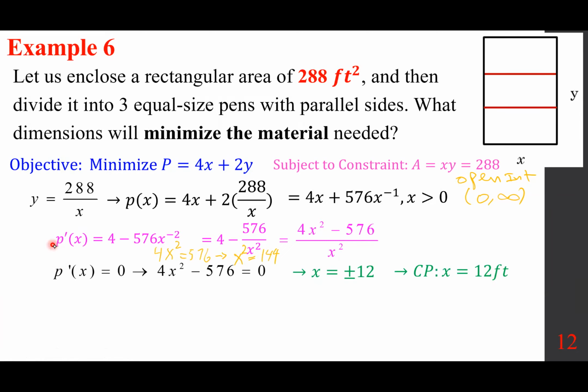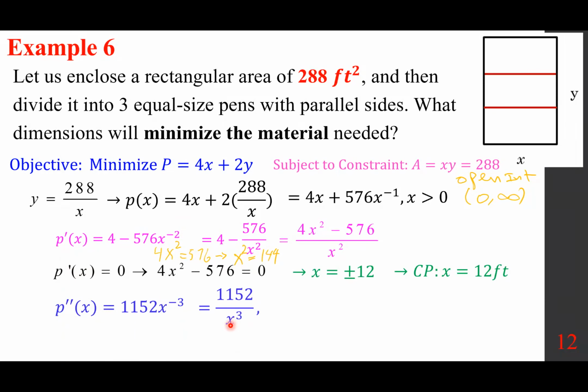The next one is P double prime, and we're going to go to this and differentiate it because it's easier than the other two. So 4 gives you 0, then minus 576 times negative 2. The product of these two gives us 1,152 x to the power of negative 3. So again, the only calculus steps are this one and this one. I'm going to rewrite this as 1152 over x cubed. And the second derivative test says evaluate this when x is 12.